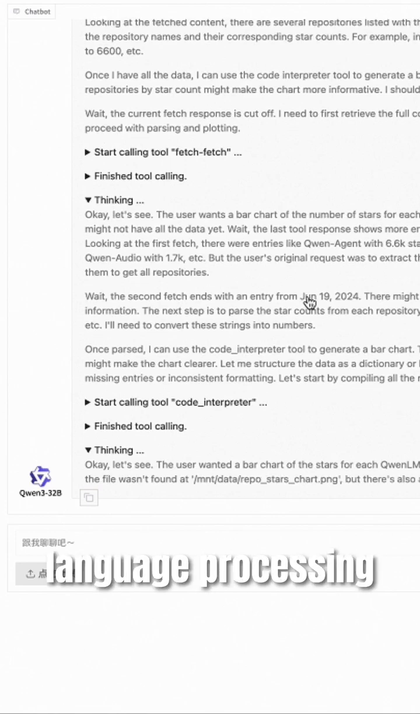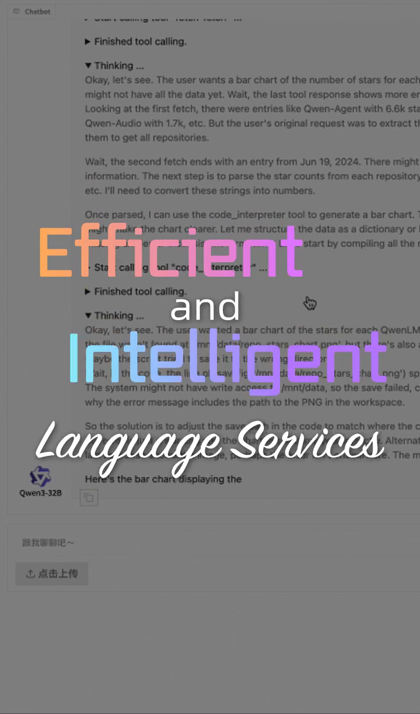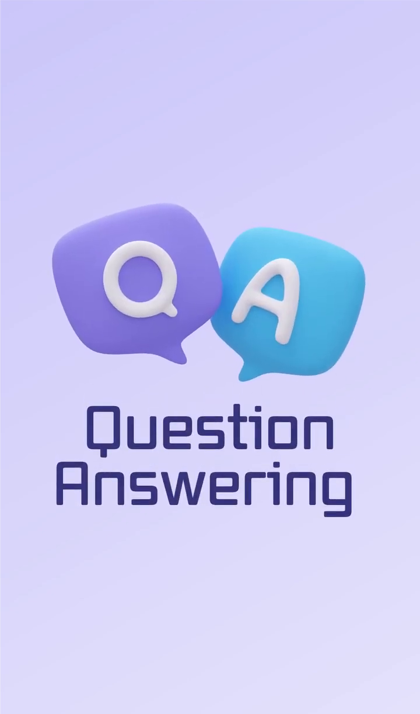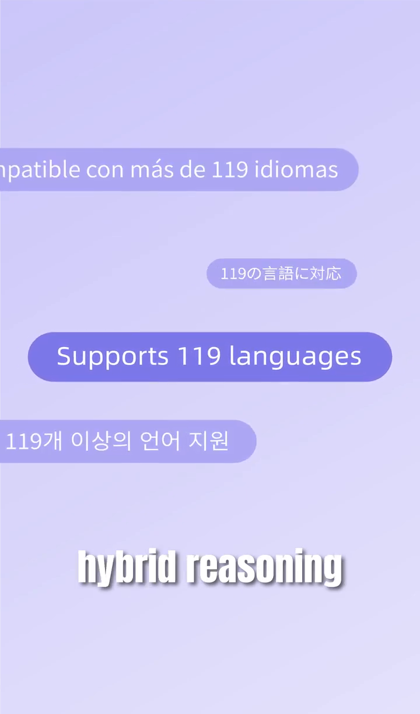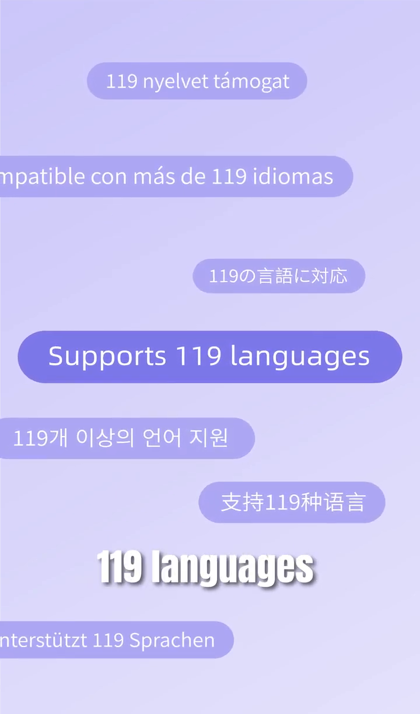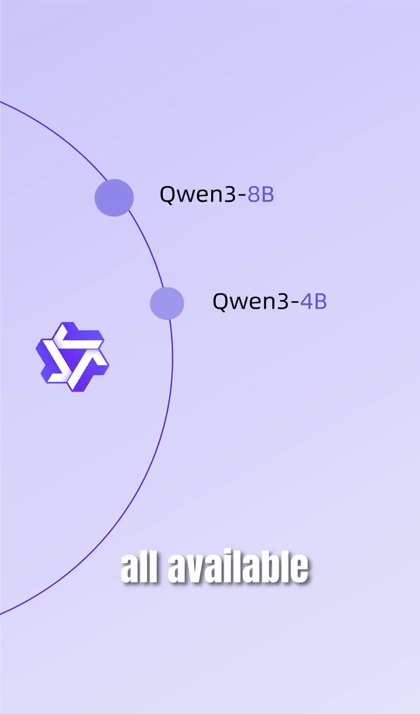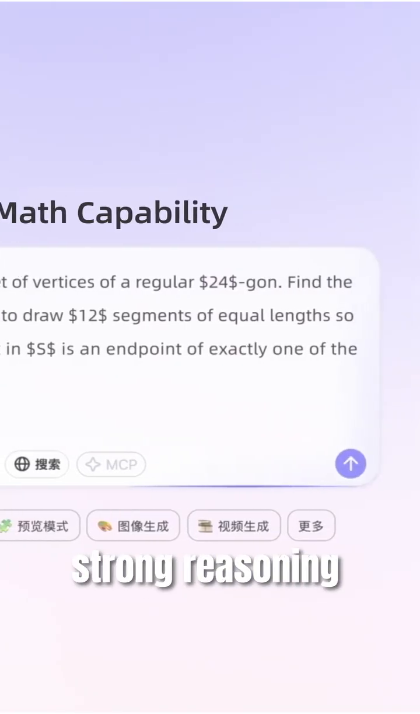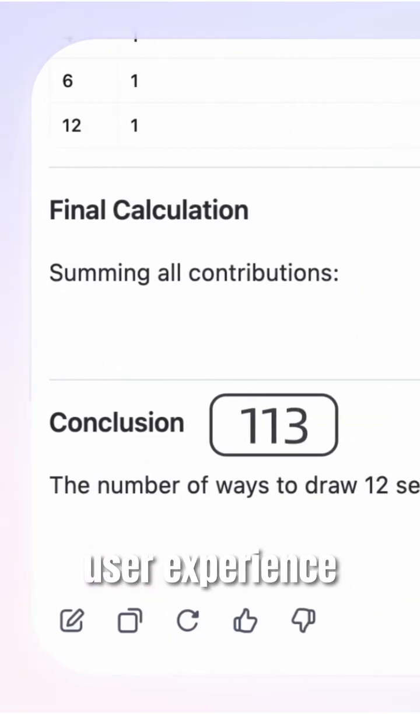It uses powerful language processing capabilities to deliver efficient and intelligent language services, such as text generation, translation, question answering, and coding. As Alibaba's first hybrid reasoning AI models supporting 119 languages and dialects, Qwen 3 features 8 different models in various sizes, which are all available to the open source community. It also supports strong reasoning capability and enhanced human alignment to deliver better user experience.